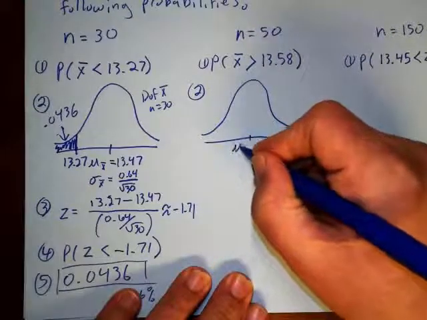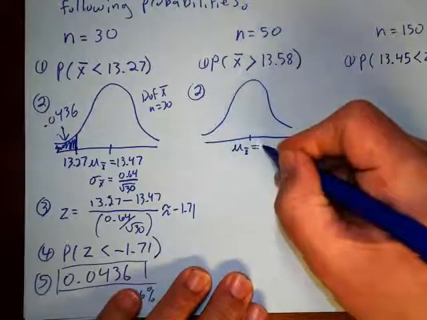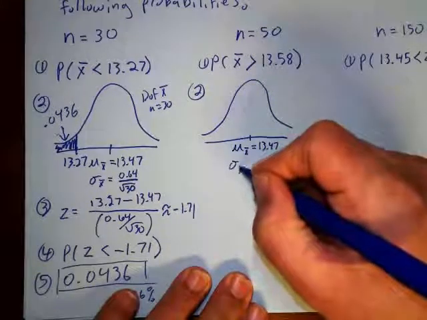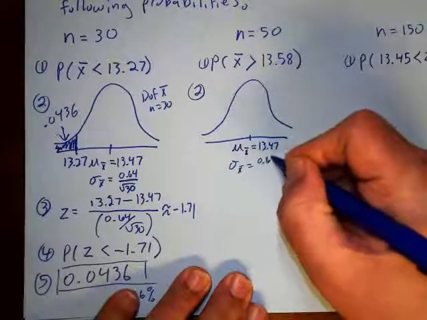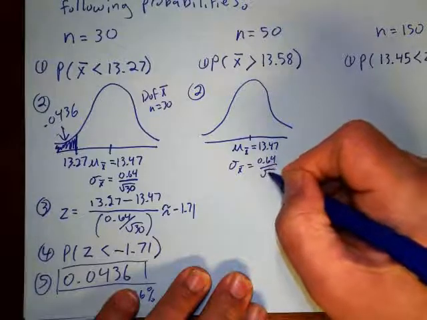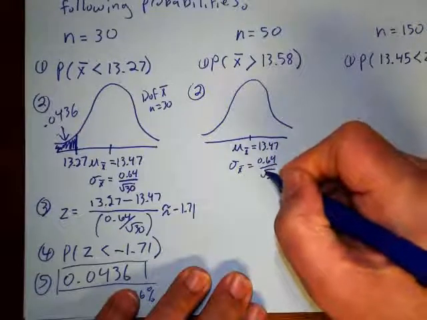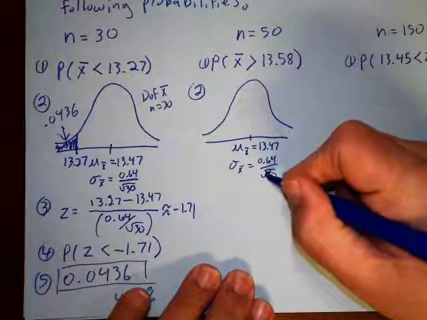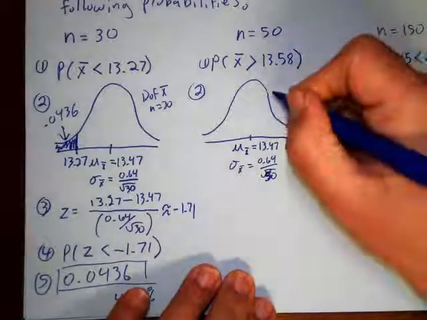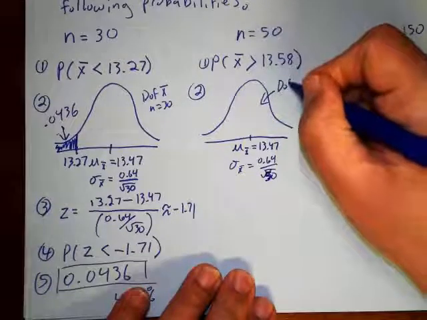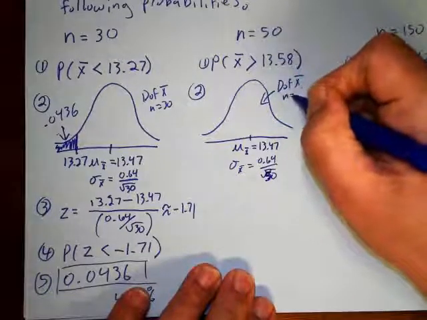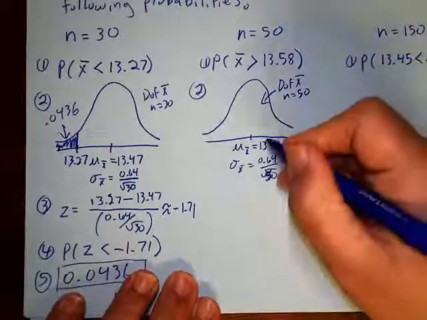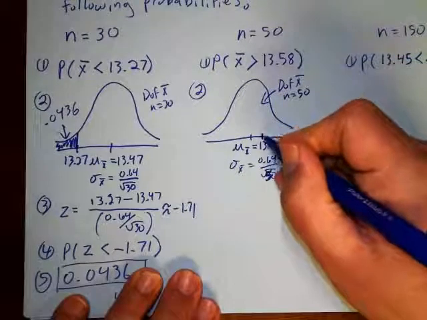So this is mu with the X bar subscript. That'll remain 13.47. My standard deviation will be 0.64 divided by the square root of 50 now. So that actually changes. Make sure it's clear. That's 50. And this is now d of X bar for n equals 50.